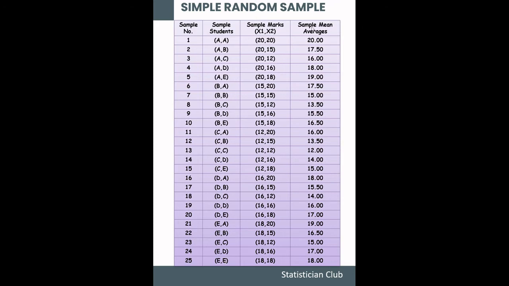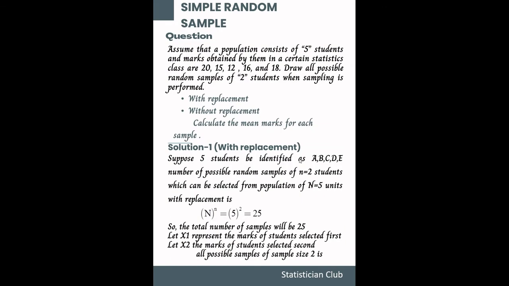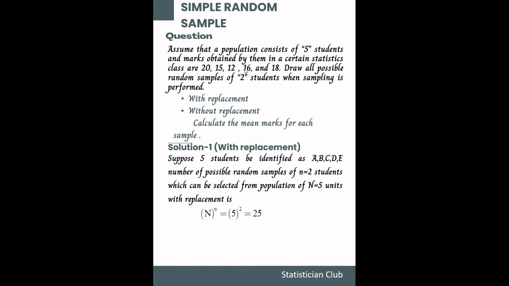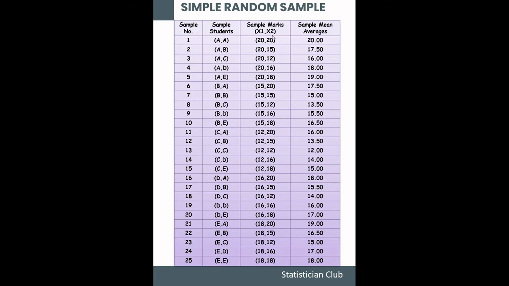So for the sample marks x1, x2, put the values: A is 20, B is 15, C is 12, D is 16 and E is 18. So 20, 20; 20, 15; 20, 12; 20, 16; 20, 18. And again putting these values, B is 15 so write 15, A is 20 so write 20, and carry on the same procedure.